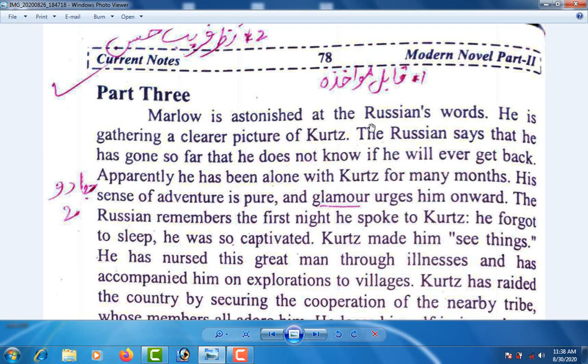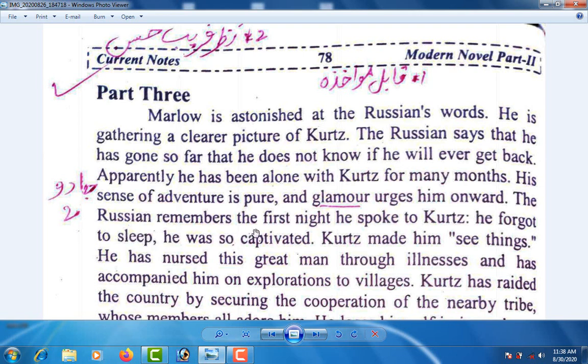Marlow is astonished at the Russian's words. He is gathering a clearer picture of Kurtz. The Russian says that he has gone so far that he does not know if he will ever get back. Apparently he has been alone with Kurtz for many months. His sense of adventure is pure, and glamour urges him onward.